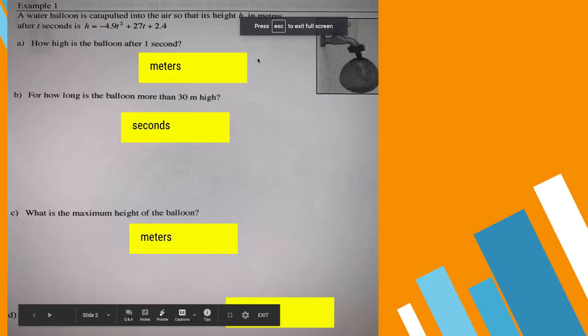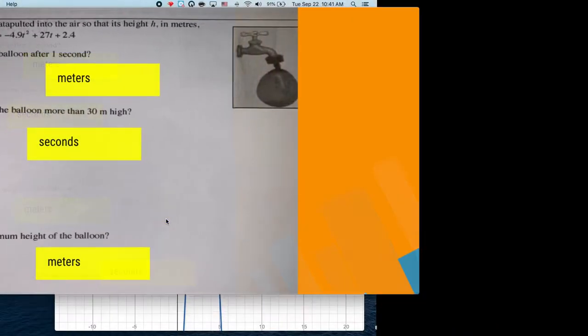So looking at another problem, this one I'm going to present in full screen mode, so you can see the problem, and then I'll go back. A water balloon is launched into the air so that its height h in meters after t seconds is h equals negative 4.9t squared plus 27t plus 2.4. I've got a series of questions here. How high is the balloon after 1 second? For how long is the balloon more than 30 meters high? What is the maximum height of the balloon? And when will the balloon burst as it hits the ground?